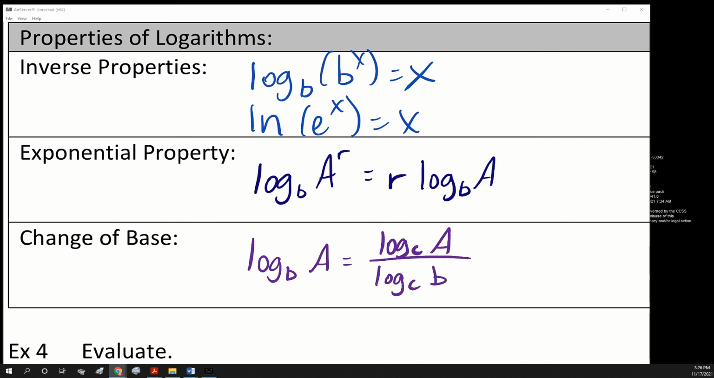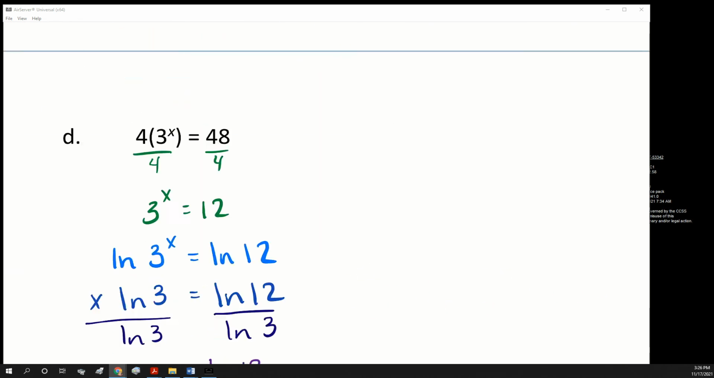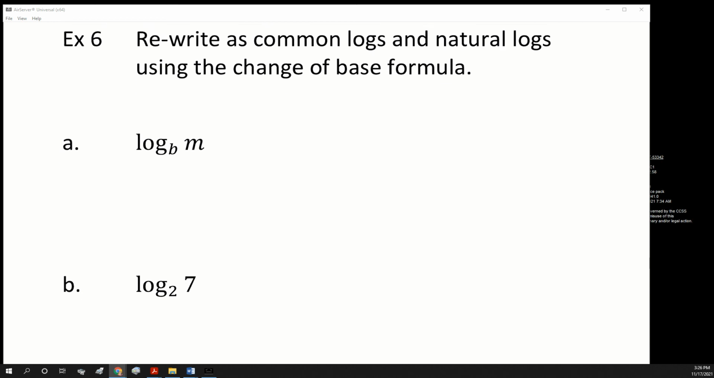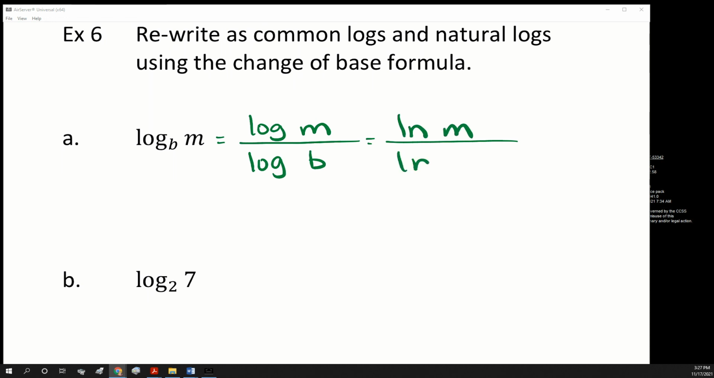Okay. So in the past, what we would want to do would change it to like common log or the natural log. The log buttons are easy to get to in the calculator. So that's what we're going to do on example 6. So log base b of m, if we want to change to common logs, that's log base 10, or log without the base written. It'll just be log of m over log of the base. For natural logs, natural log of m over natural log of b.